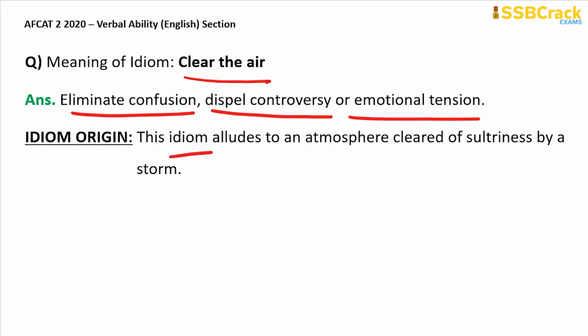And this idiom refers to an atmosphere cleared of sultriness by a storm. When there is a storm, you could see the atmosphere in a very heavy state. The atmosphere is heavy. It is full of sultriness. But when the storm clears, the sky is blue and bright and it's clear, right? In the same way, to clear the air means to clear any kind of storm, any kind of sultriness, and here the storm means the emotional tension, the controversy, the confusion, right?